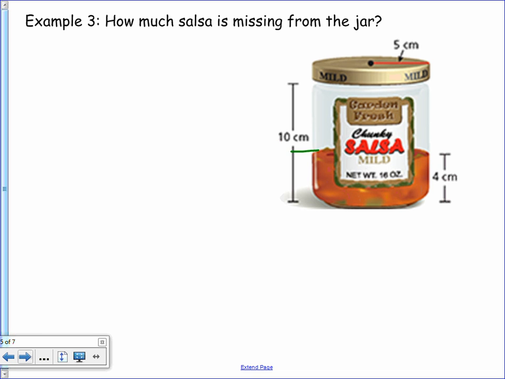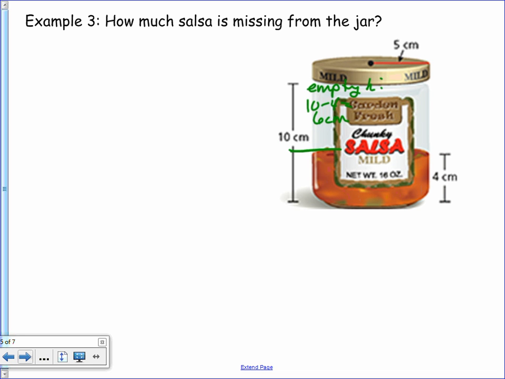Okay? And the part that's missing, it looks like it's 4 centimeters up from the bottom, and the whole length of this is 10. So to find the empty height of the cylinder, we're going to take 10 minus 4, which equals 6 centimeters. So that's the empty part. Okay? So the empty height is 6 centimeters.